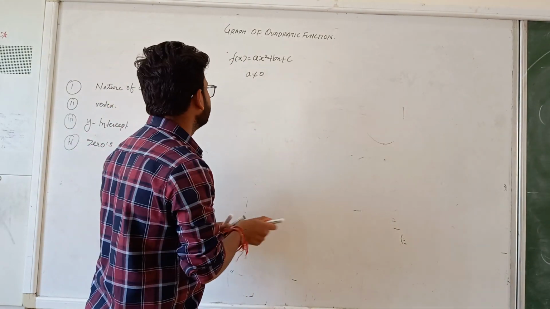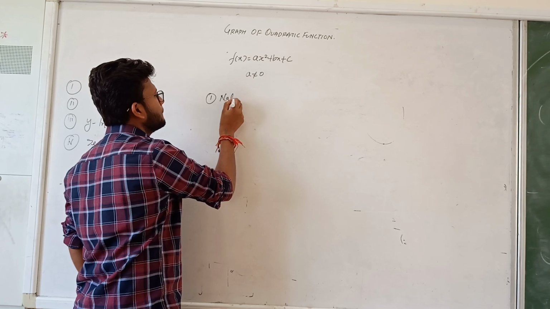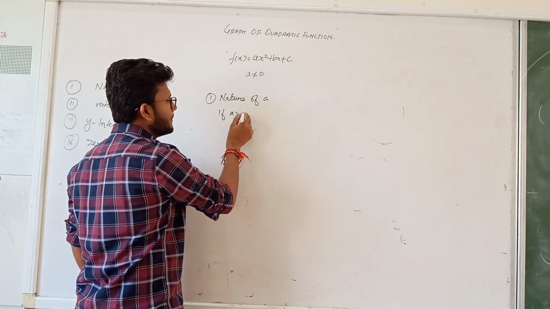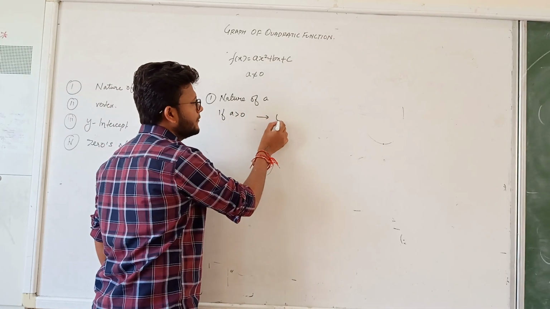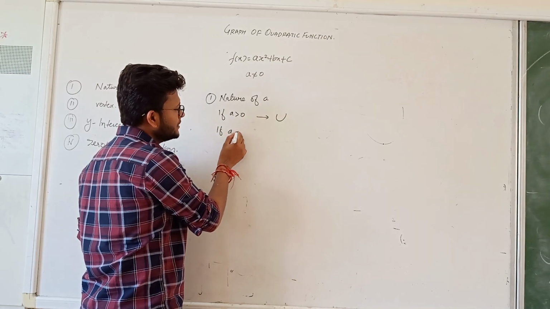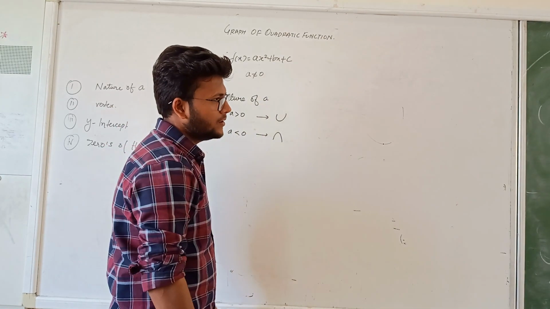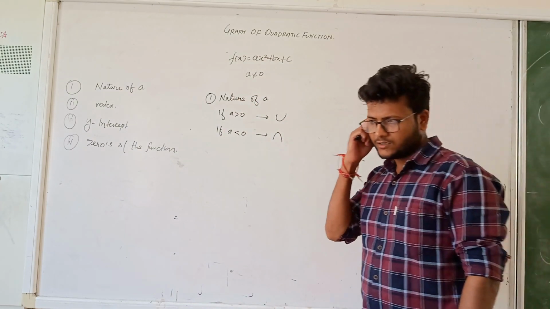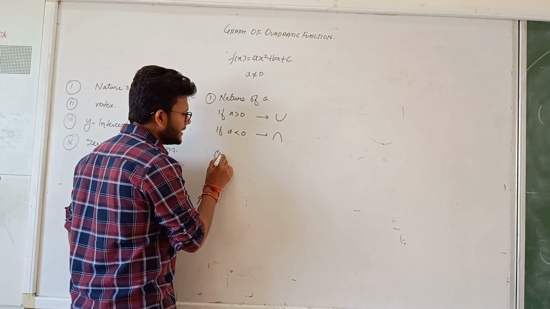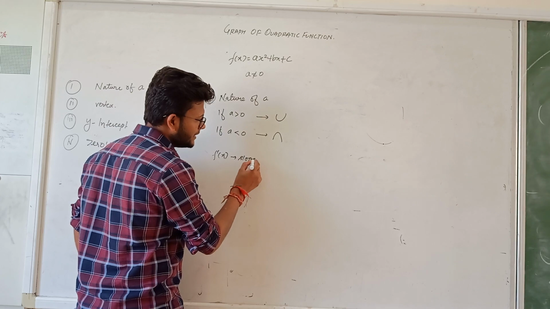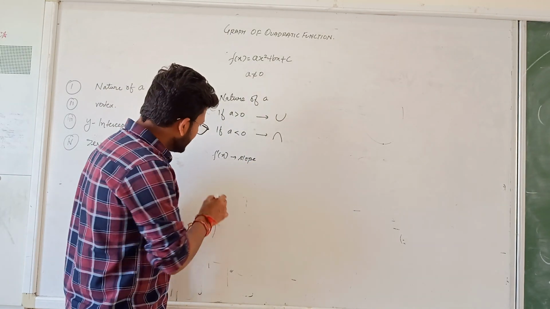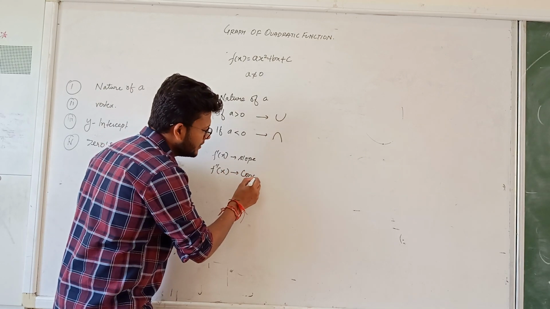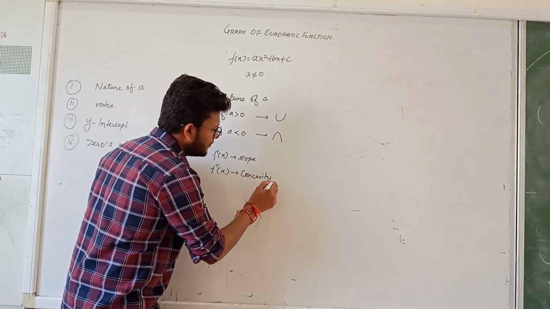First, the nature of a. If a is greater than 0, then the parabola is an upward parabola. If a is less than 0, then it is a downward parabola. Why does it determine upward or downward? Because we know that f'(x) determines the slope of the function at a given point x. Second, the double derivative of the function gives concavity.